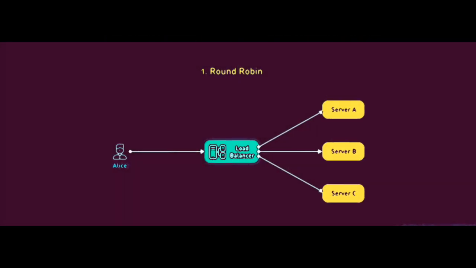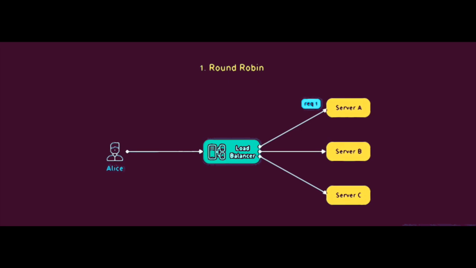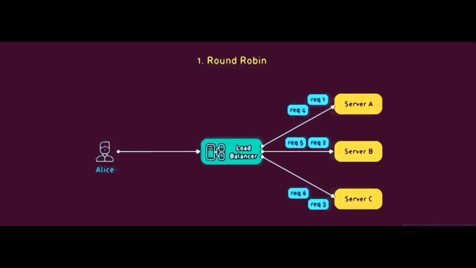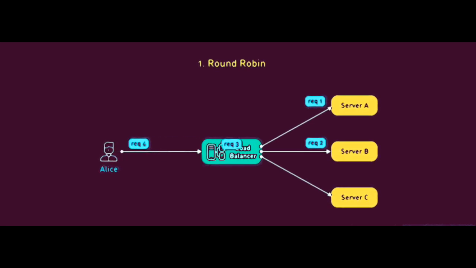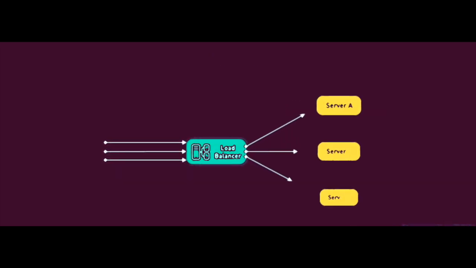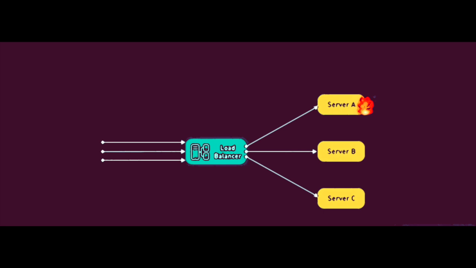Round robin load balancing algorithm. It is the simplest one. It rotates requests evenly, but the major disadvantage is that it can overload a server if not monitored.